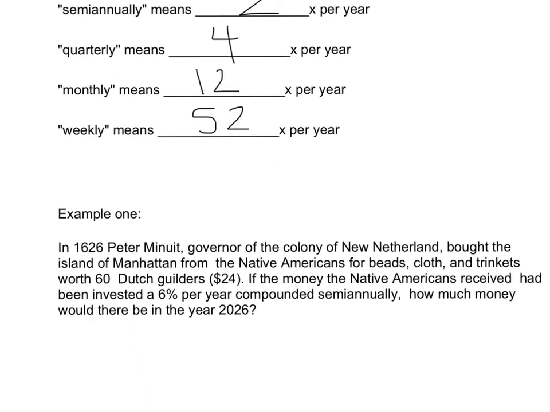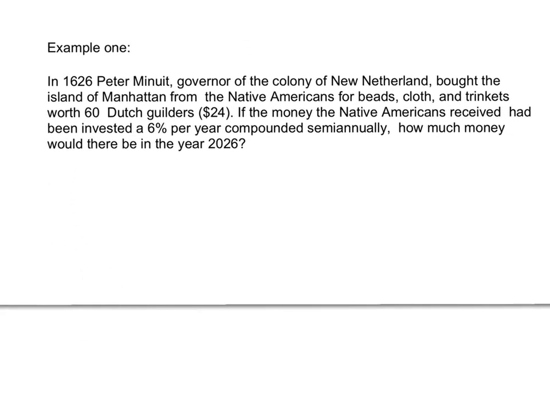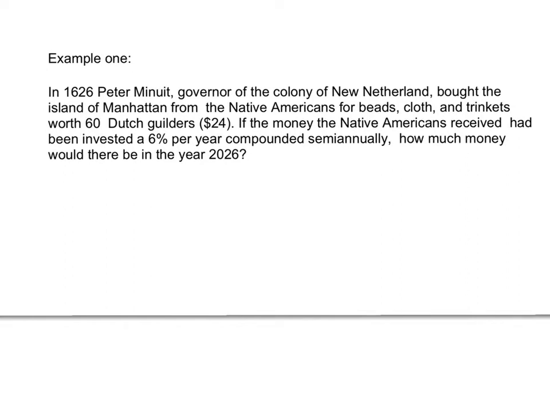So I'm just going to show you how to set up this first example, and we'll do more examples when we come into class. So important information here. It says in 1628, Peter Minuit, governor of the colony of New Netherland, bought the island of Manhattan from the Native Americans for beads, cloth, and trinkets, worth 60 Dutch guilders, $24. If the money the Native Americans received had been invested at 6% per year compounded semi-annually, how much money would they have in 2026?